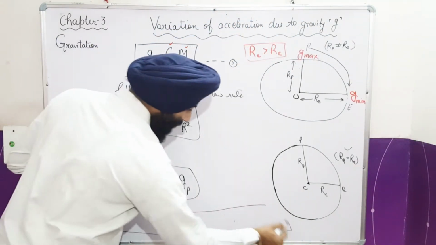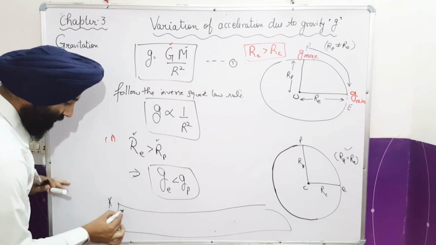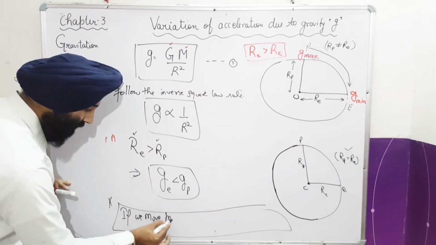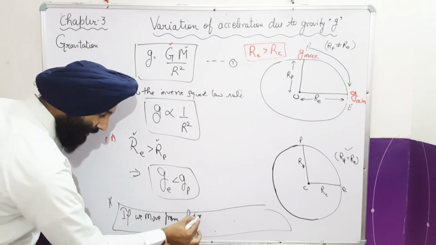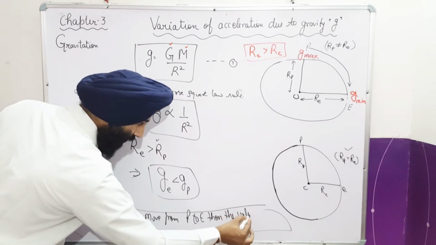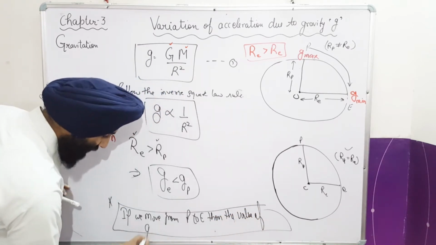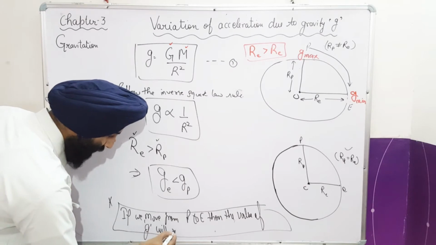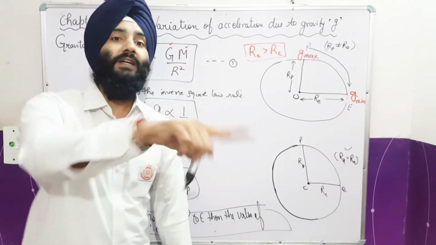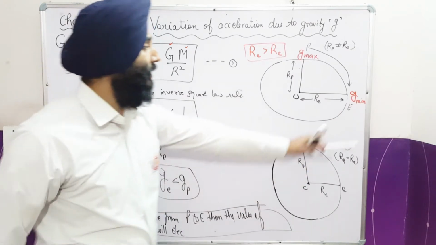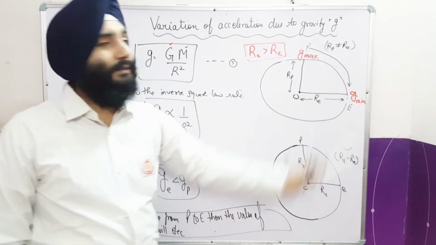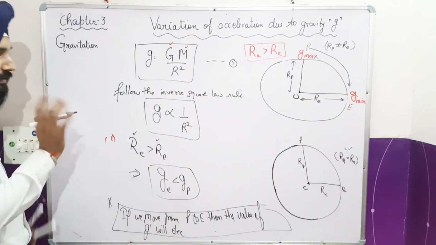So write one note. Note is what? If we move from pole to equator, then the value of acceleration due to gravity will decrease. Fine. If we move from pole to equator, the value of gravity will decrease. अच्छा, vice versa is what? If we move from equator to pole, minimum to maximum, it means the value of gravity will increase. Fine. I hope this concept is clear to you.